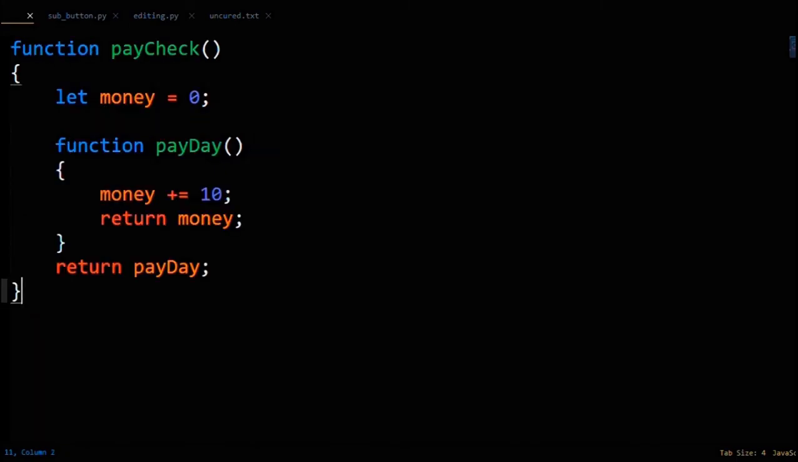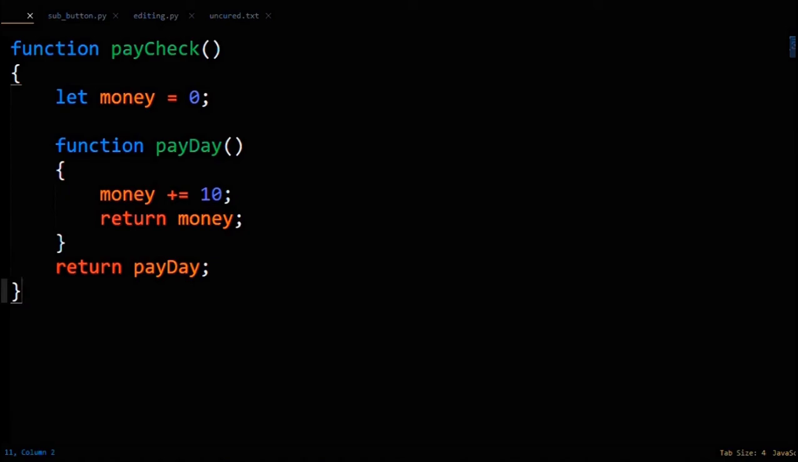This example is where everything comes together. Let's go through it line by line. This function paycheck sets a money variable equal to 0. It has an inner function payday that increments your money by $10 and then returns the new amount of money. Outside the inner function, the outer function ends by returning the inner function.